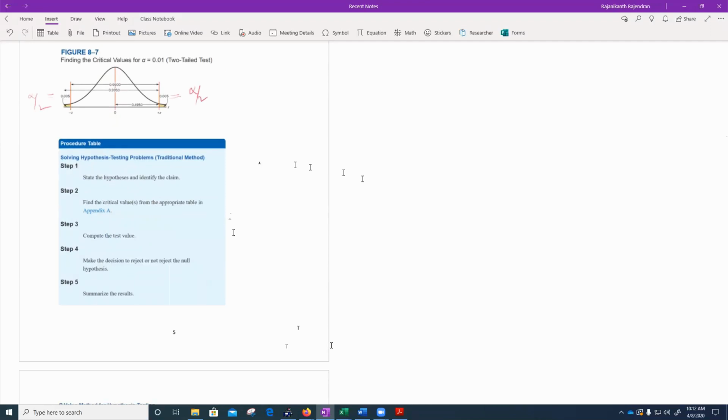Now, how are we going to test our hypothesis? These are the steps we are going to follow. First, you have to set up your hypothesis, H0 and H1. Now find the critical value from the table given. You may have a t distribution, z distribution, or chi-square distribution, whatever it may be. So first find the critical value like this, right? After that, you need to compute the test statistic.